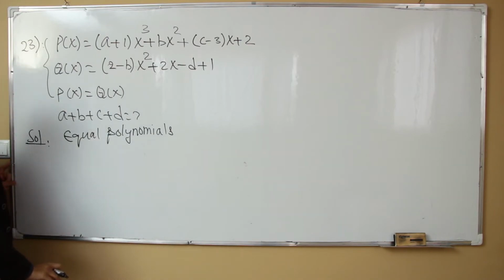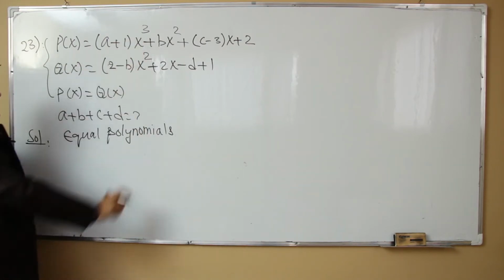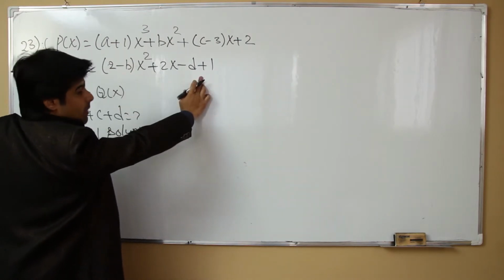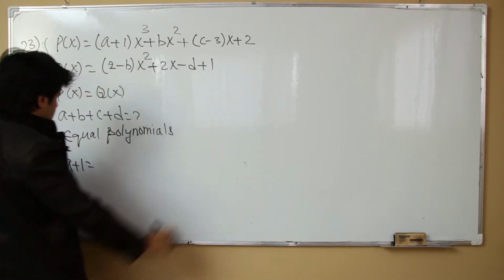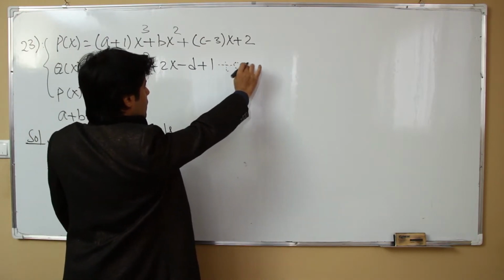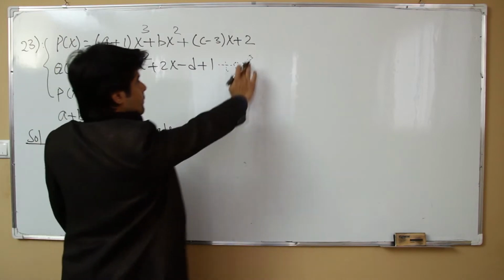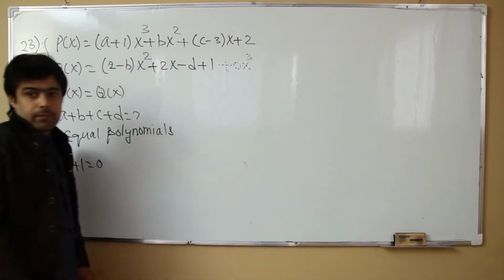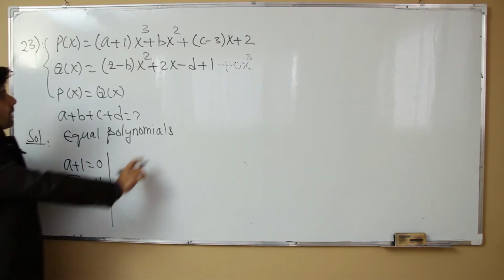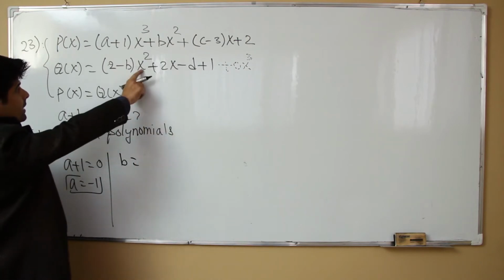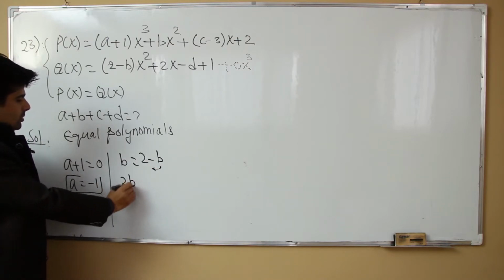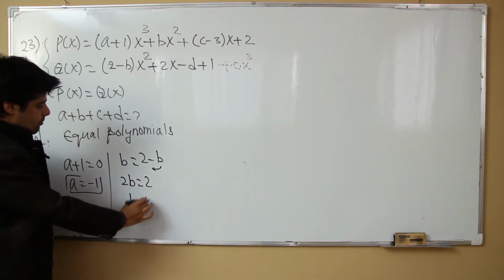What do I mean? I mean in Px, what is the coefficient of x cubed? It is a plus 1. What is the coefficient of x cubed in Qx? It doesn't have any x cubed, so it is 0. Why? Because in here we can put 0 x cubed. Am I right? Yes. So a is minus 1. Come to x square, it's b in one and minus b in the other. Now solve this one for b. Minus b with this one, it's 2b is 2. Divide both sides by 2, b is 1.